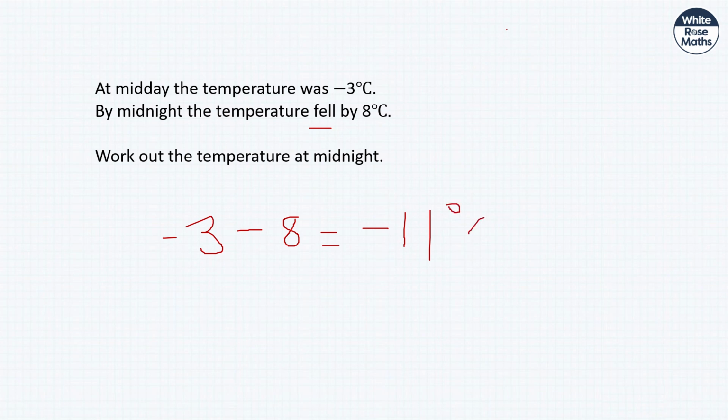Degrees. It's gotten colder at midnight, therefore, yeah, the temperature will obviously be lower. Okay, the more negative a number is, the smaller the number is, if that makes sense. So -7, yeah, is classed as colder than -1. And so on and so forth.